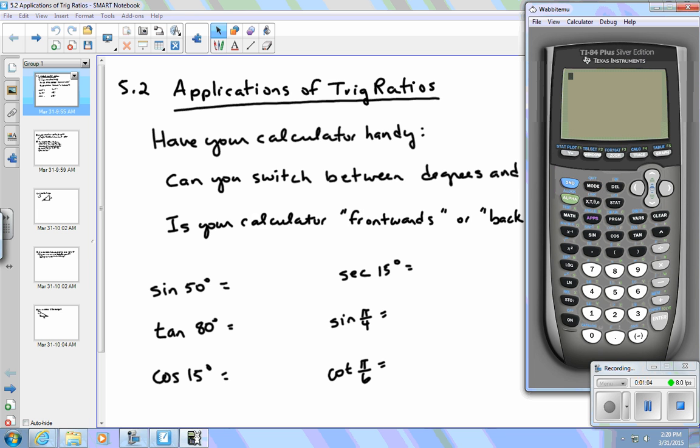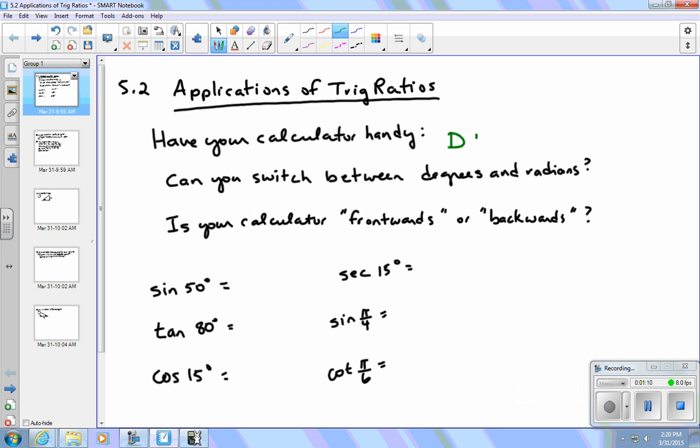So I can start to use the calculator. On many scientific calculators, there is a button with DRG on it, and that stands for degrees, radians, and gradians, another way of measuring angles, which we won't be using, but that button is there on a lot of the calculators. So make sure that you can switch between them.